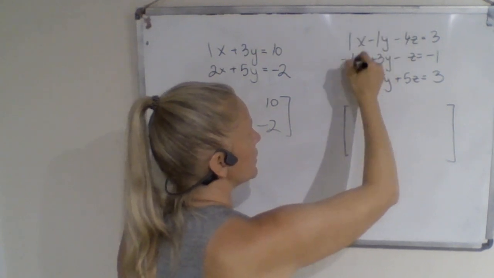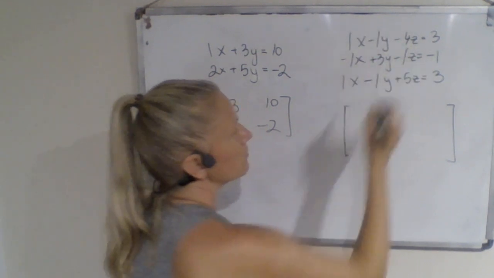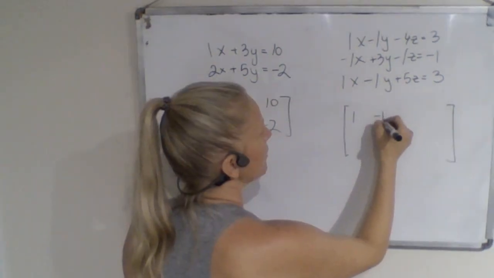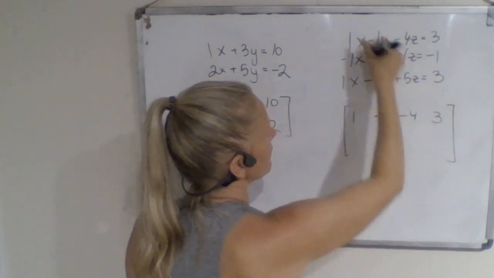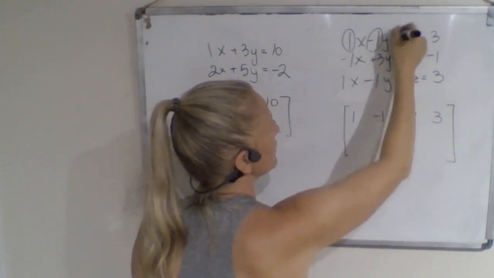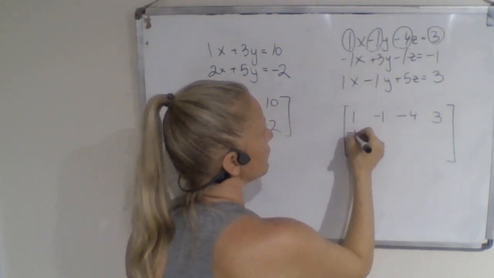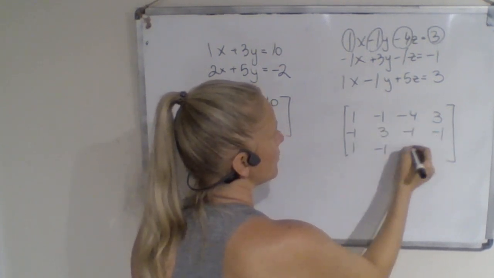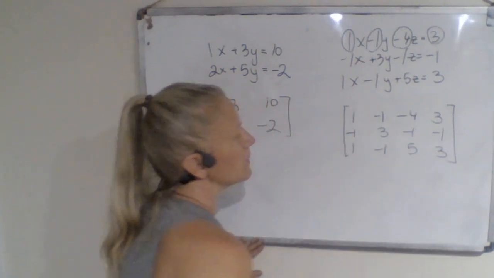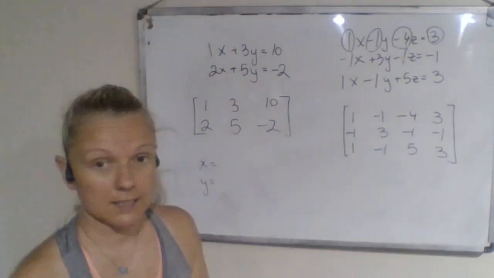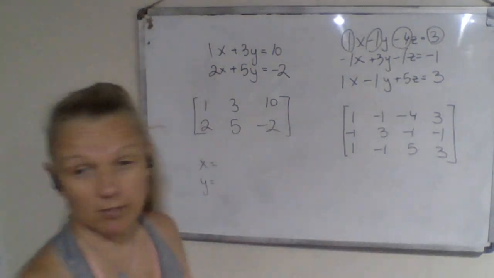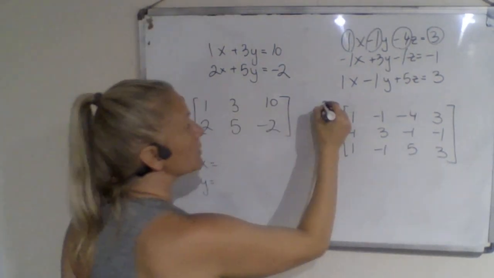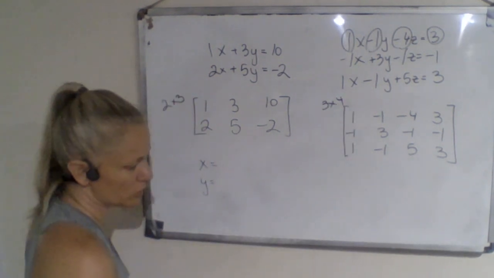Everywhere I'm missing a coefficient, I'm going to go ahead and put it in, because I want to make sure I don't forget numbers. Here's what I get. 1, negative 1, negative 4, 3. If you look at this, these are your numbers that I'm going to use, right? Then negative 1, 3, negative 1, negative 1, 1, negative 1, 5, 3. From here on, I have a feeling you can take this. We're going to solve this one together. This one follows the exact same steps, except that this is a 2 by 3 matrix. This is a 3 by 4, so you want to make sure you put the dimensions right.